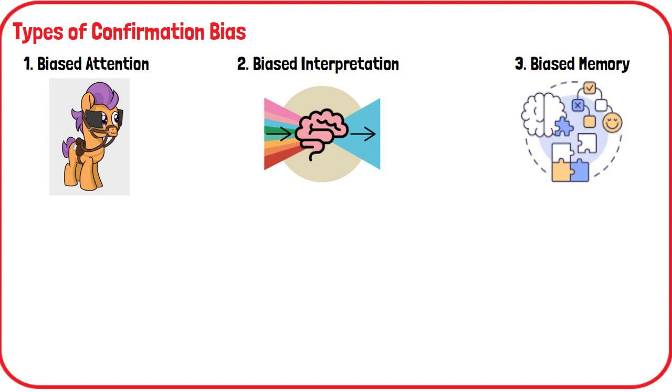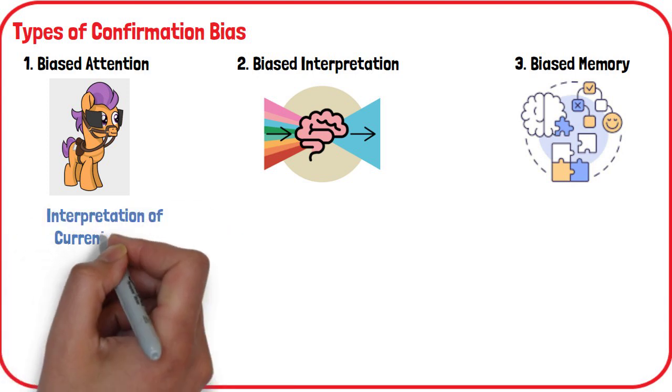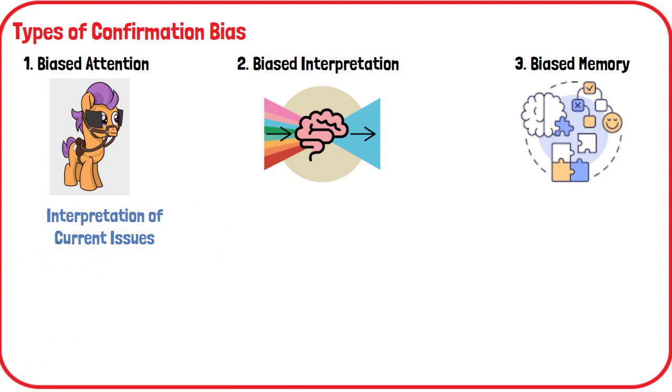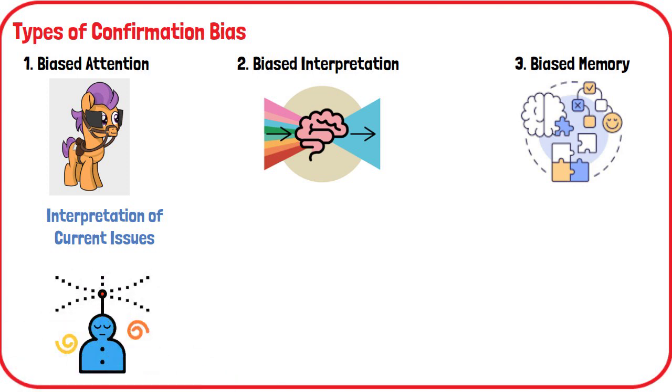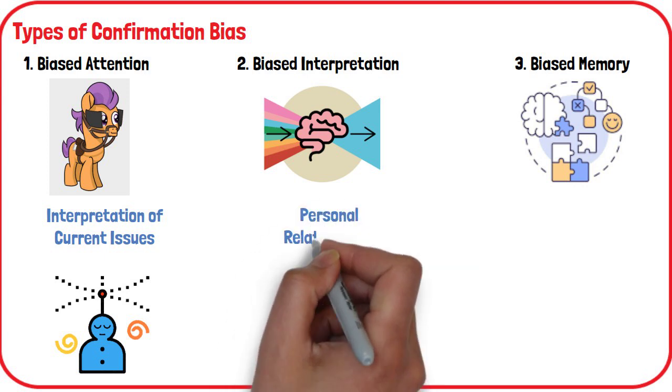It can be helpful to consider a few examples of how confirmation bias works in everyday life to get a better idea of the effects and impact it may have. Interpretations of current issues. One of the most common examples of confirmation bias is how we seek out or interpret news stories. We are more likely to believe a story if it confirms our pre-existing views, even if the evidence presented is shaky or inconclusive.